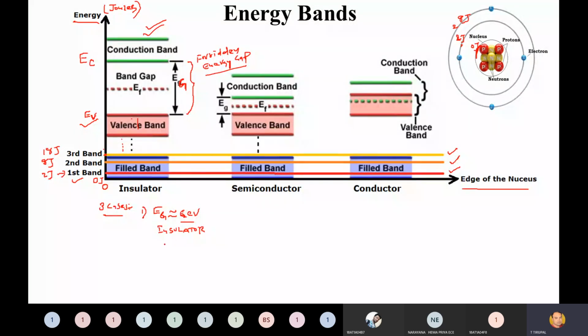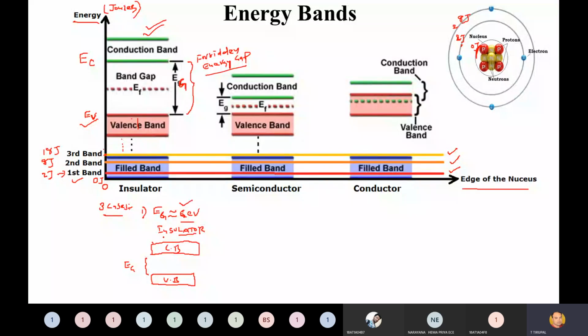For example, see here, this is the valence band, and this is the conduction band, and the gap between the valence band and conduction band is Eg. This gap, the energy gap, is 6 electron volts. If it is equal to 6 electron volts, then it is called an insulator.